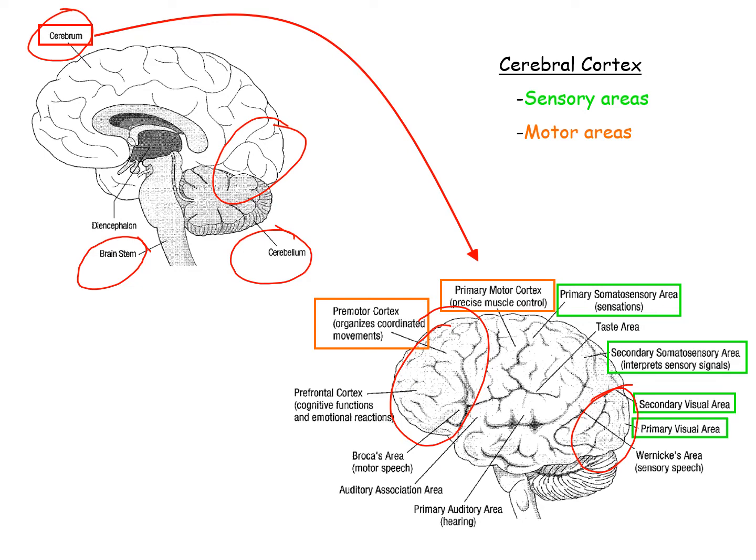Then we have our motor areas in the anterior part of our brain. We have our primary motor cortex and our premotor cortex. Primary motor cortex deals with our precise muscle control. Our premotor cortex organizes and coordinates these movements. Then we have the association areas. These are used to interpret and direct either the sensory areas or our motor areas so that it can make sense when it's delivered to our peripheral nerves. This occurs in our prefrontal cortex. These are the cognitive functions and emotional reactions.